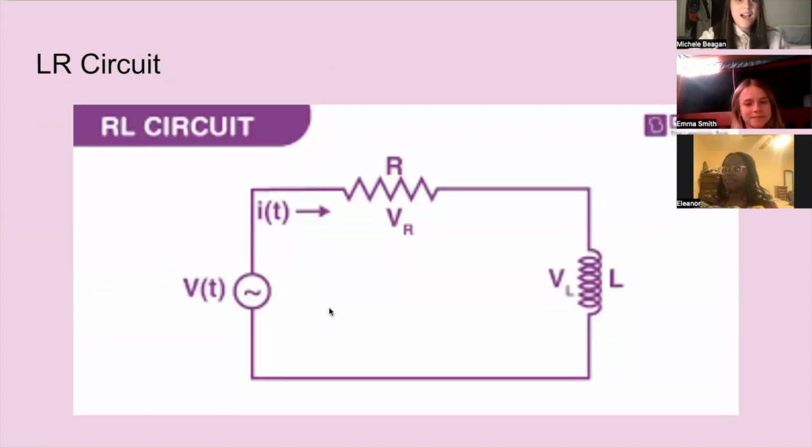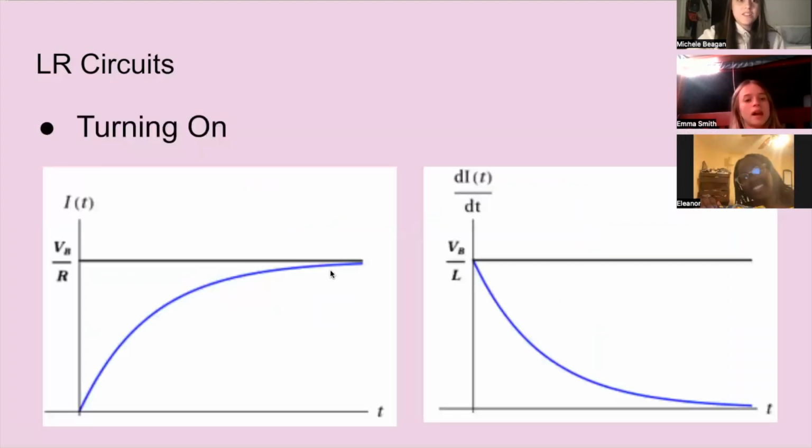Okay, so now we have our LR circuit, which is when there's an inductor and a resistor. Here are two graphs we want to remember. When we're turning on, I of t is going to be increasing, and then di over dt of t is going to be a decreasing slope.